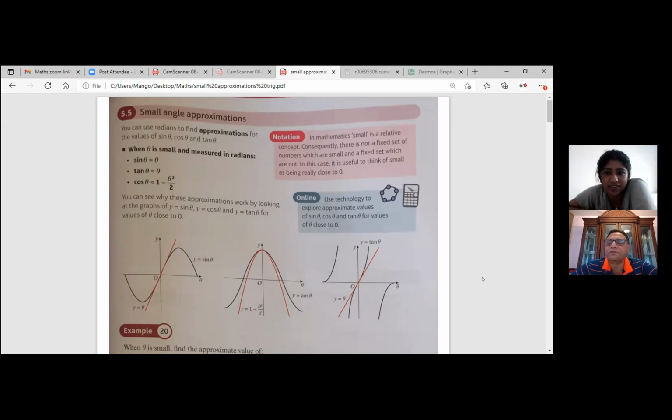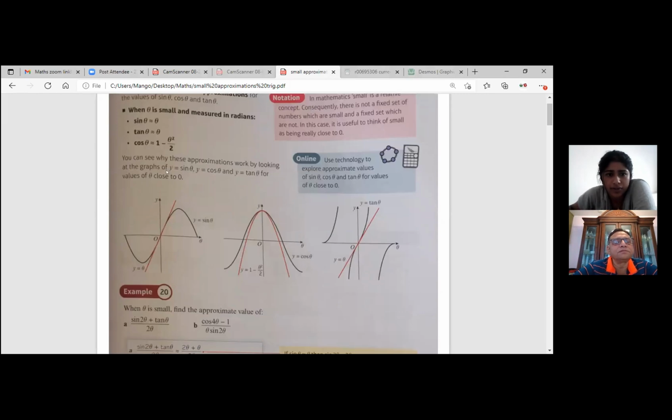Have they shown why it is so? You could start from here, but did they ever explain it in the book? Because this seems to be the beginning of this chapter, 5.5. Have they explained why it is so? I think there is something about the graph. Can you please read the next paragraph also?